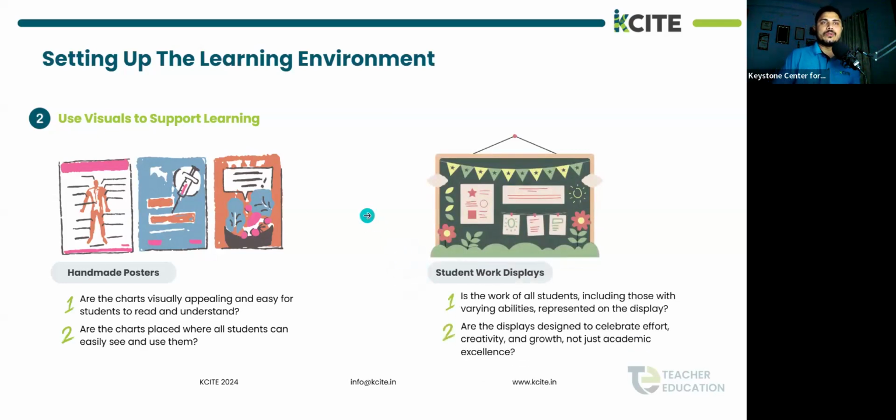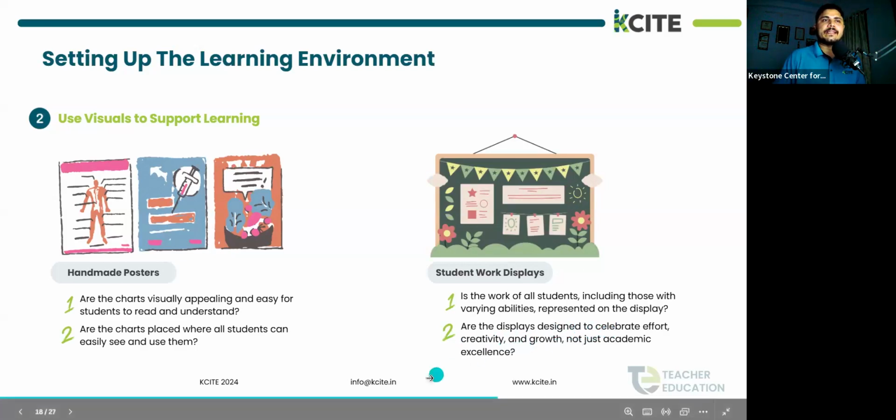Now the next thing is the student work displays. Whatever we do in the classroom, we need to display the students' work and update it on a regular basis, not just in the class, but it can be outside the class also. Is the work of all students, including those with varying abilities, represented on the display? Normally when we display their work, they feel happy about it. Even if it is a small artwork we display on the board, it would definitely make them happy. Are the displays designed to celebrate effort, creativity and growth, not just academic excellence?